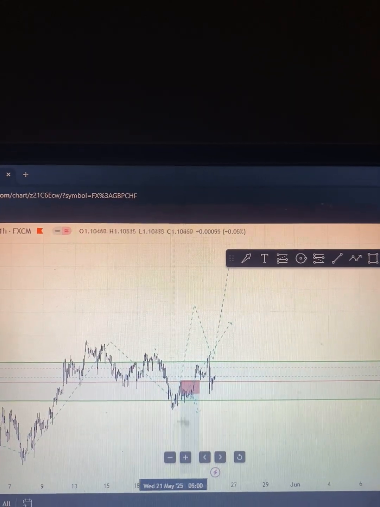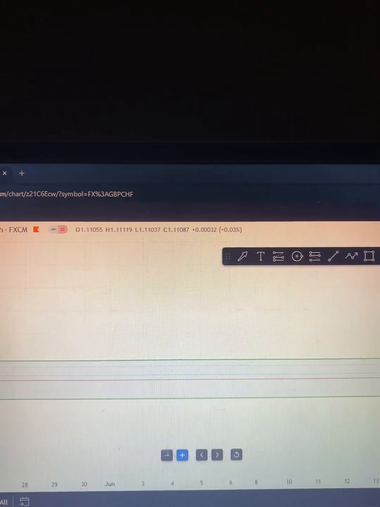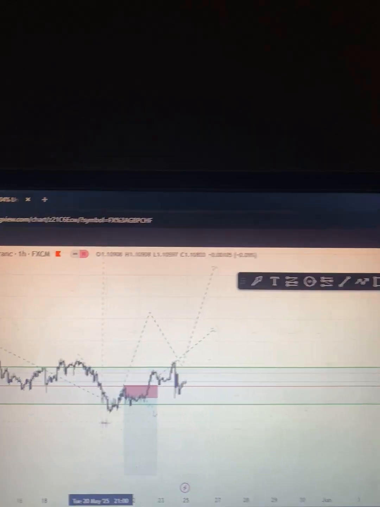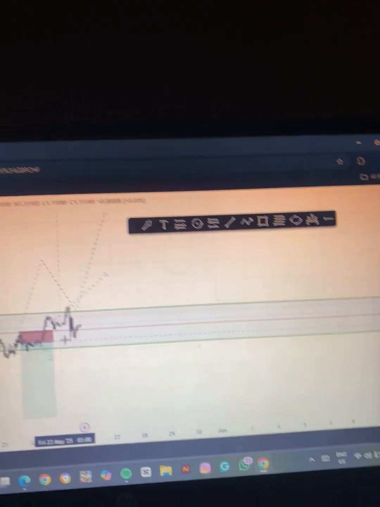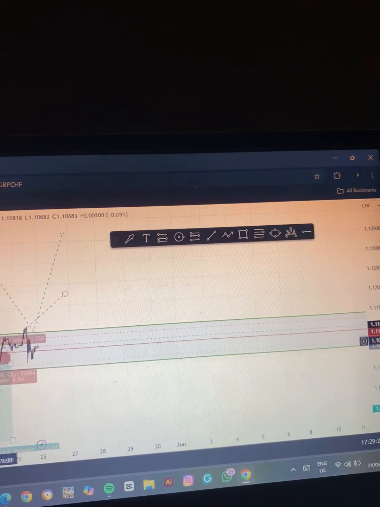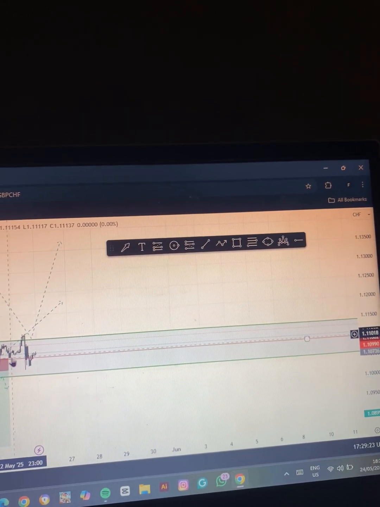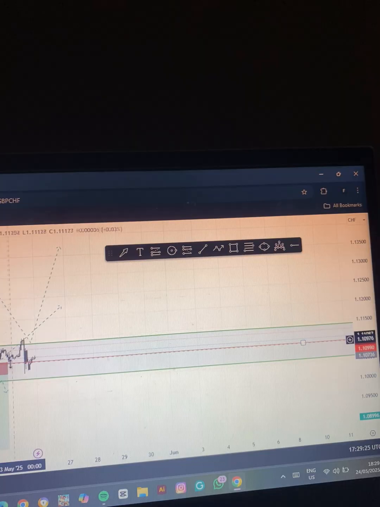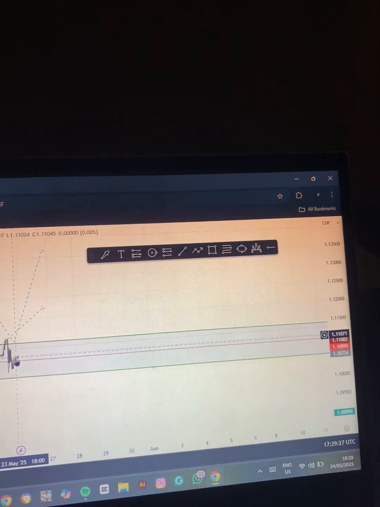Look again, you can clearly see that it's creating a head and shoulders pattern around here again too. You can see higher high, higher low, higher high, higher low, higher high, break of structure. So around here we might be thinking to enter.